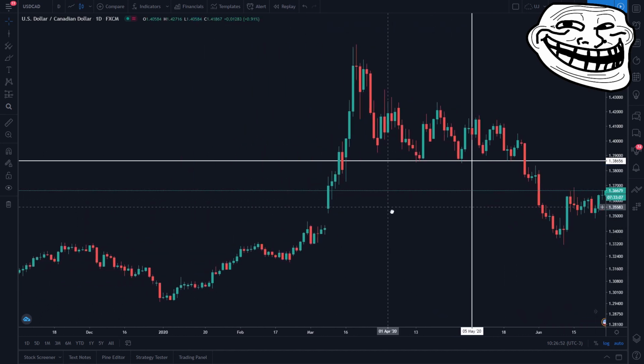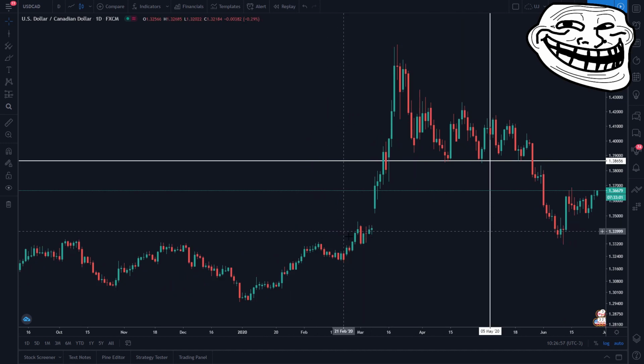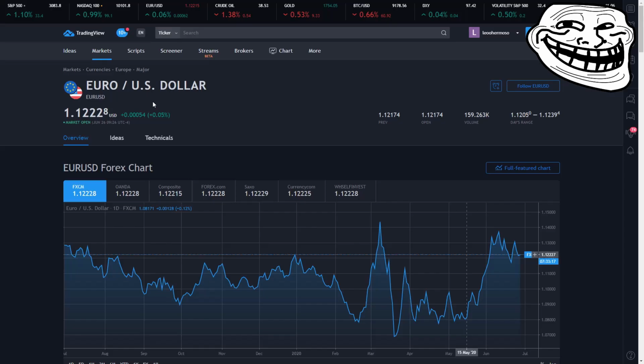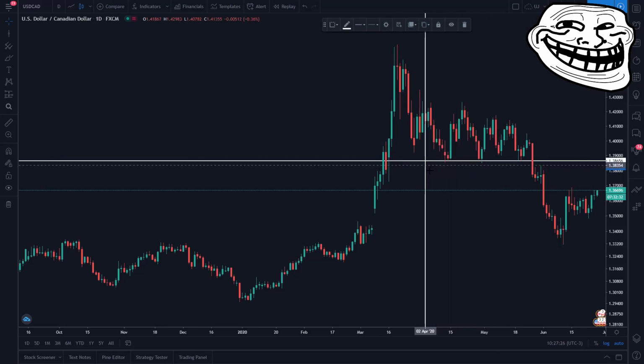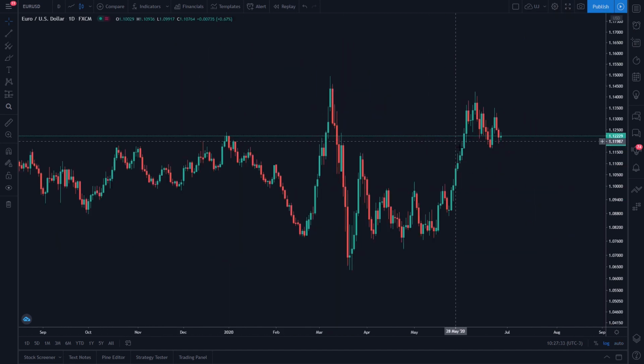So let's see, for example, what the fundamental score was telling us around the start of the year. Around the start of the year, right here on January, pretty much sidelines, hard to see something happening. On 3 of April, United States went above Canada. Yes, not a good trade too. Unfortunately, let's try another one.